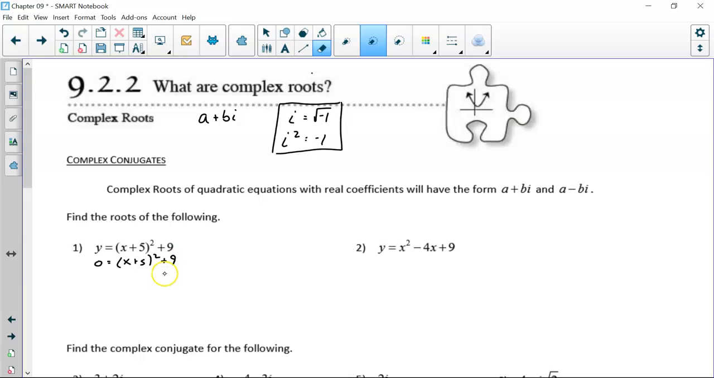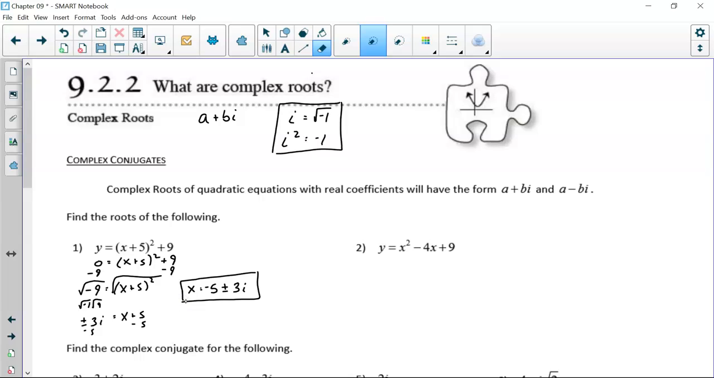So to solve it, we're going to subtract 9 from both sides. -9 equals the quantity x plus 5 squared, and then take the square root of both sides. The square root of -9 is the square root of -1 and the square root of 9. So we get plus or minus 3i equals x plus 5. Then you subtract 5 from both sides. So x equals -5 plus or minus 3i. Well, those are our complex roots. Those are our solutions.